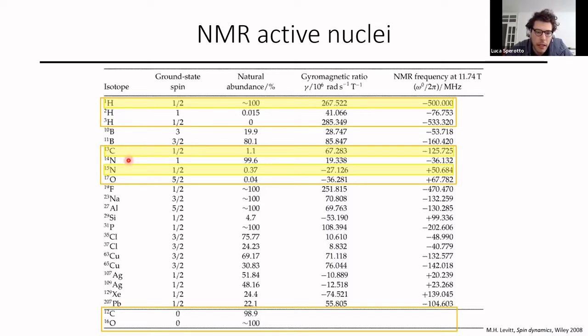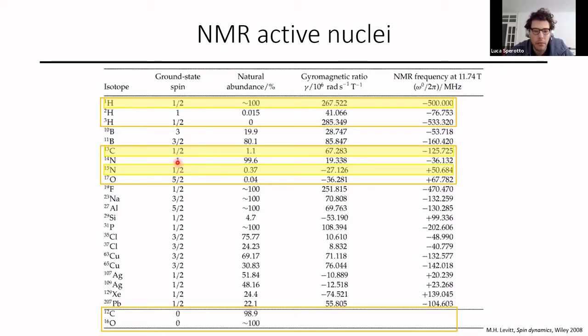And here we see that the natural carbon is not active, so we cannot use it. In the case of the nitrogen, we have a different spin number, and because this is not 1/2, we cannot use it because there are other problems with nuclei that have a spin number different than 1/2.